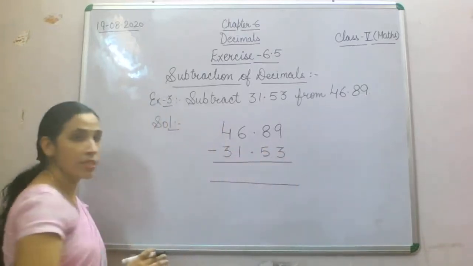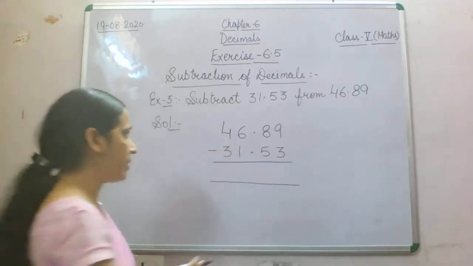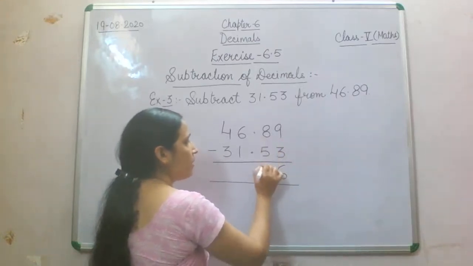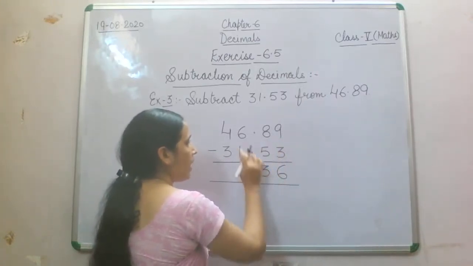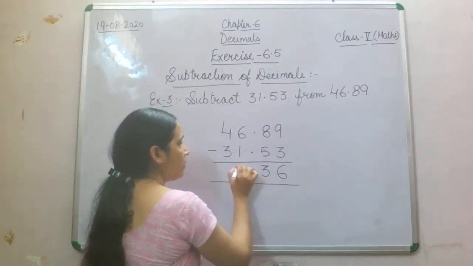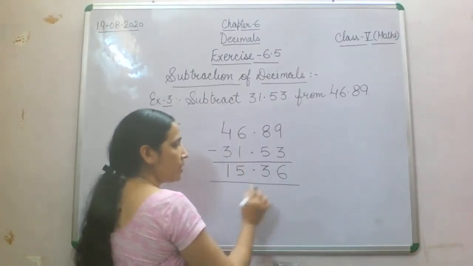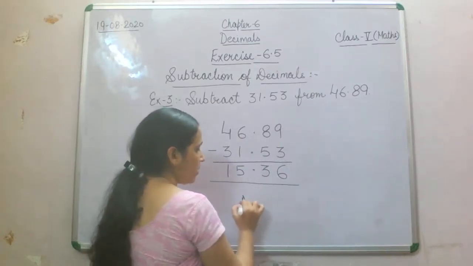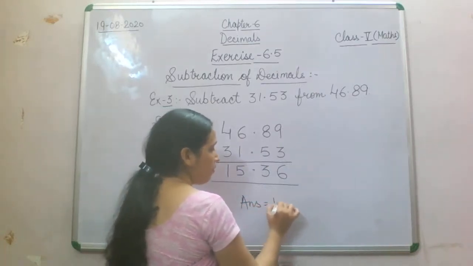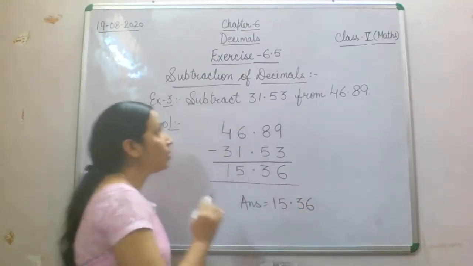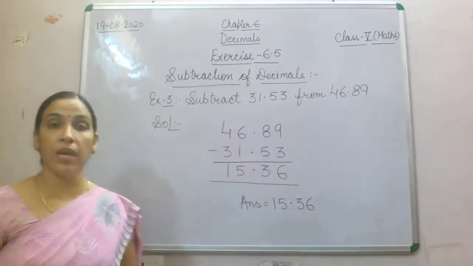Now you can do this subtraction. 9 minus 3, what will you get? 6. 8 minus 5, 3, and 6 minus 1, 5, 4 minus 3, 1. So what is the answer here? 15.36. So understand what we have done in this question.